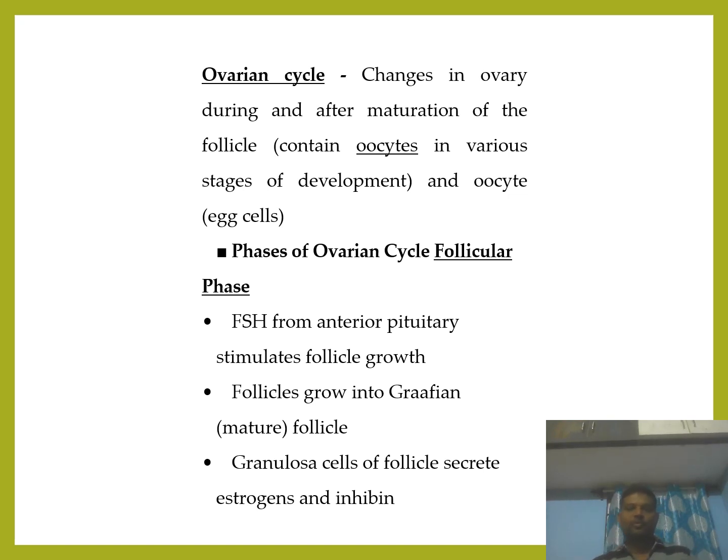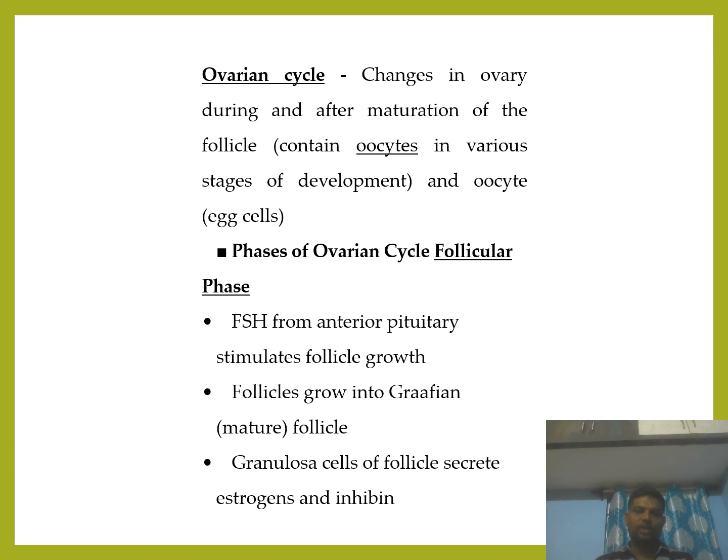Now we can discuss the ovarian cycle. The ovarian cycle takes place in the ovary during and after maturation of the follicles. The follicle contains oocytes in various stages of development. The oocytes are nothing but the egg cells. There are three different phases of the ovarian cycle.